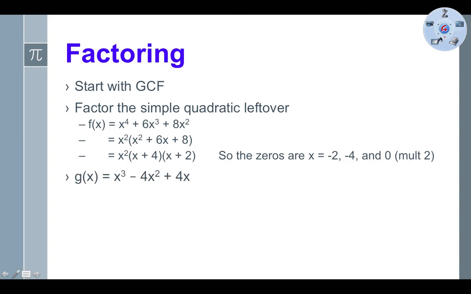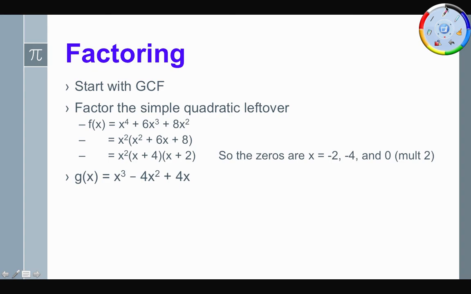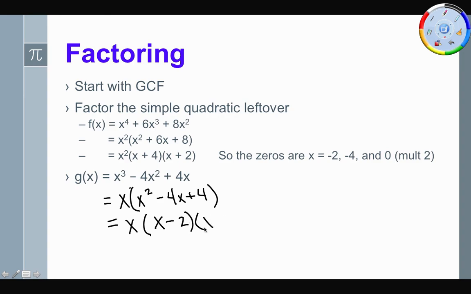So here is our example. Once again, you can pause it and do it to see if you get the correct answer. All of them have x. So I get x squared minus 4x plus 4. And I get x times x minus 2 times x minus 2.